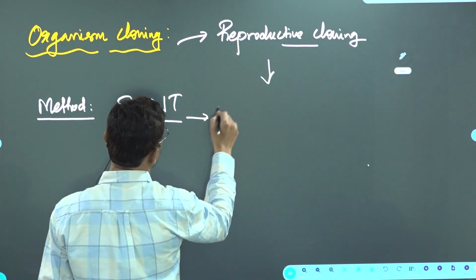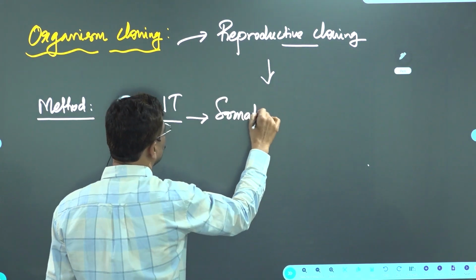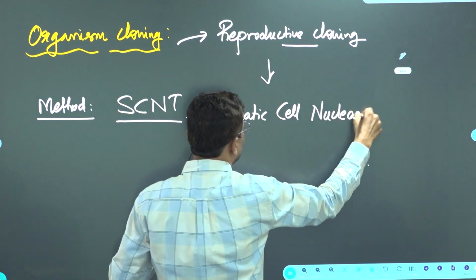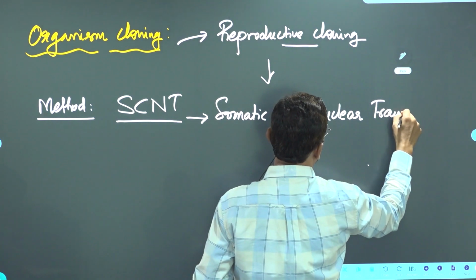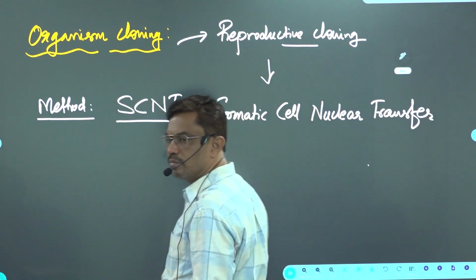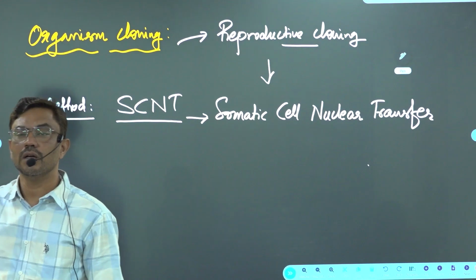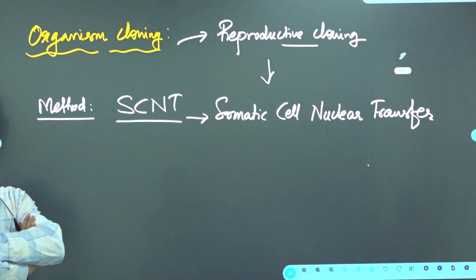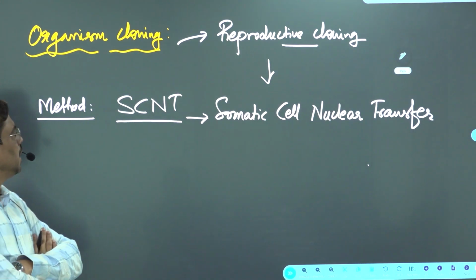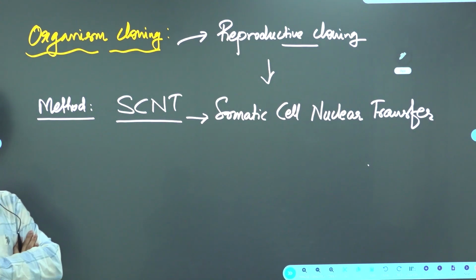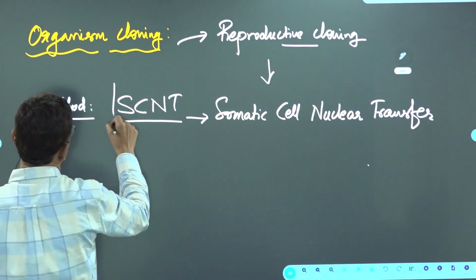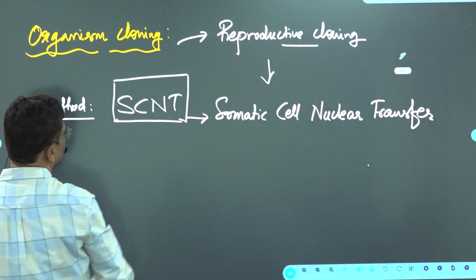SCNT means what? Somatic cell nuclear transfer. This was given. The process involved in the reproductive cloning process is SCNT, somatic cell nuclear transfer technology.